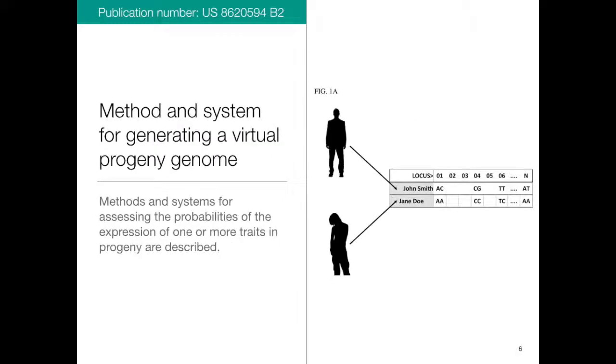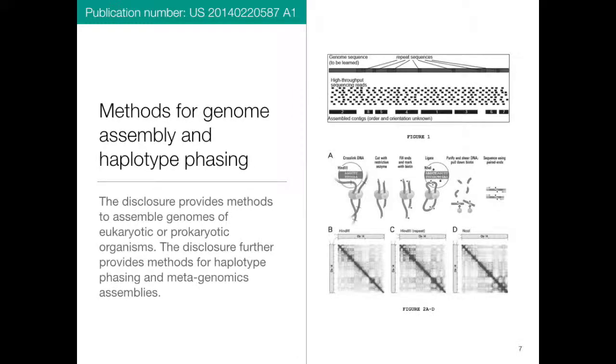Number 5. Method and system for generating a virtual progeny genome. Methods and systems for assessing the probabilities of the expression of one or more traits in progeny are described. Number 6. Methods for genome assembly and haplotype phasing. The disclosure provides methods to assemble genomes of eukaryotic or prokaryotic organisms. The disclosure further provides methods for haplotype phasing and metagenomics assemblies.